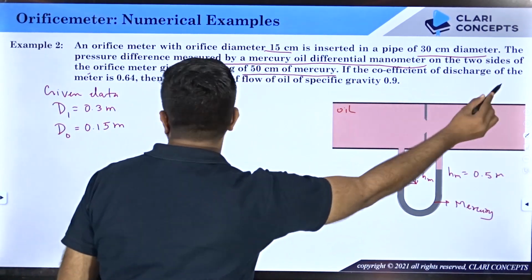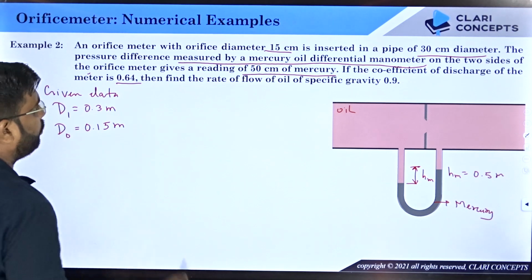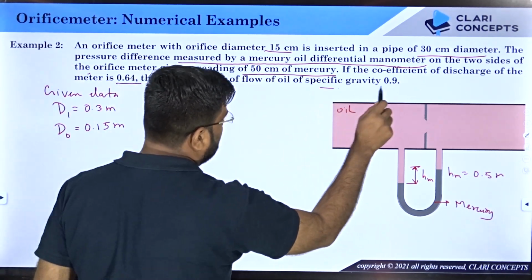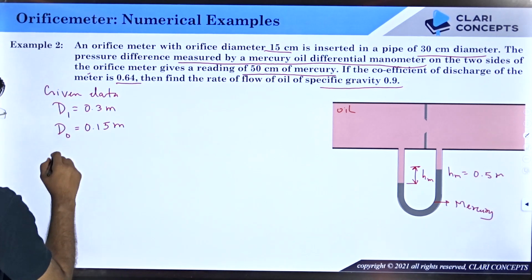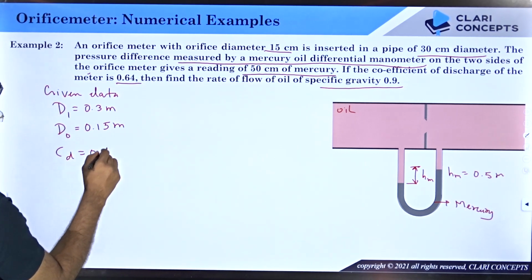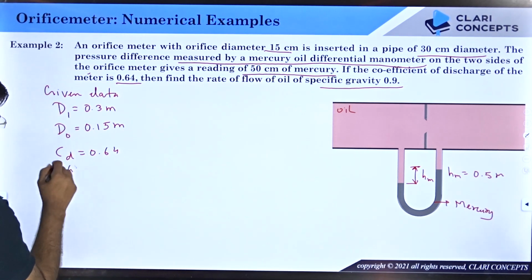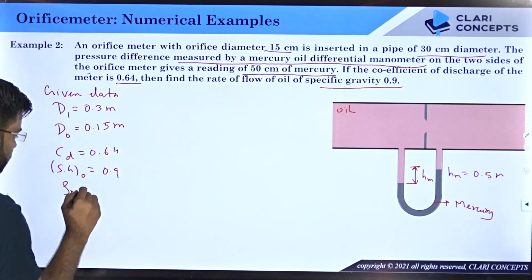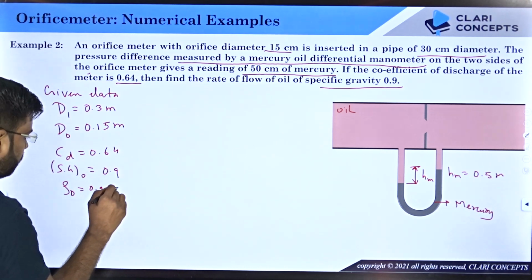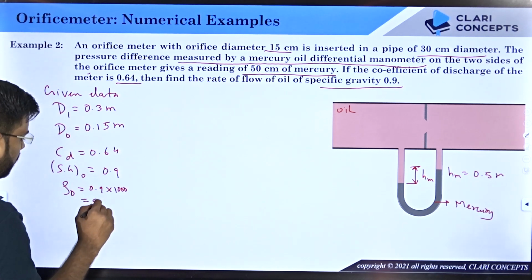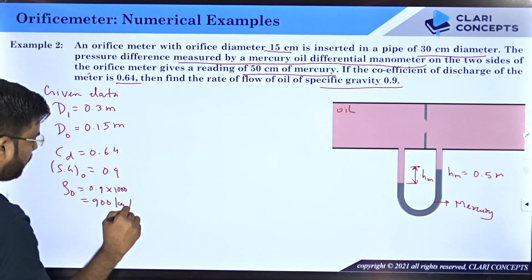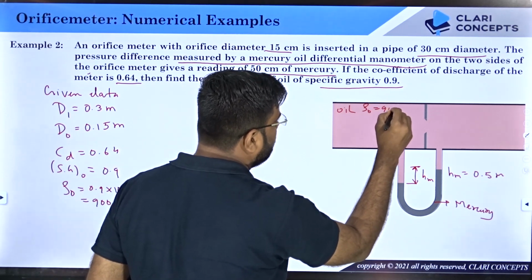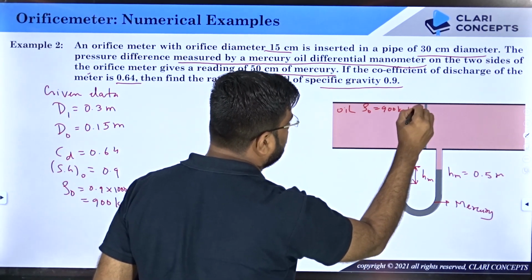If the coefficient of discharge of the meter is 0.64, then find the rate of flow of oil of a specific gravity 0.9. So CD is given to you as 0.64 and specific gravity of oil is given to you as 0.9, and therefore density will be what? 0.9 into 1000, which is 900 kg per meter cube. So density of this oil is 900 kg per meter cube.